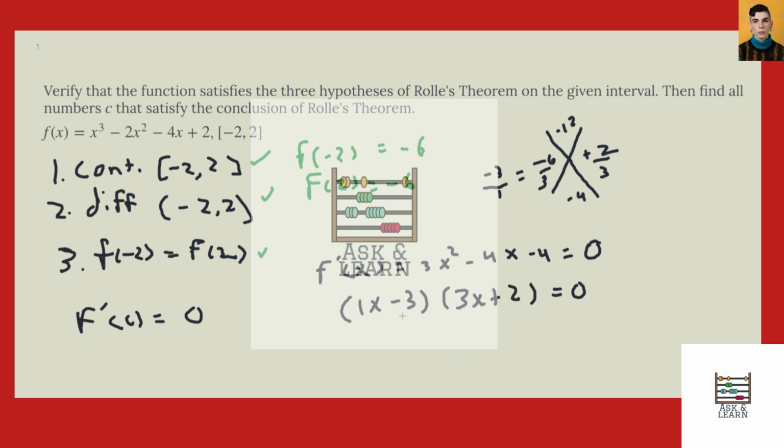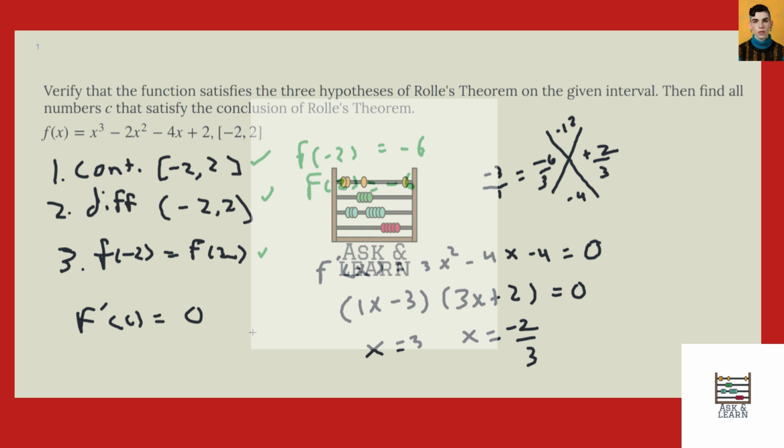So this is the factored form of our derivative, and now all we do is find where these individual terms equal 0. They equal 0 when x is equal to 3, because x - 3 = 0 gives 3, and then you solve 3x + 2 = 0, which gives us, I believe, -2/3. So those are our two c or x values that give us where the derivative is equal to 0.